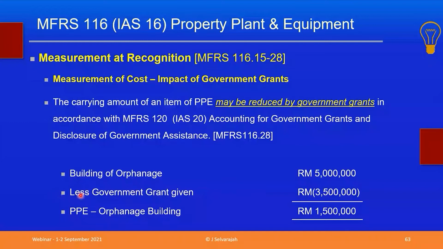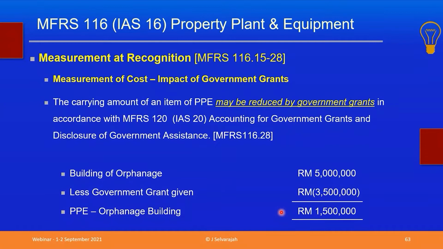So you can see here that the government grant is 3.5 million, set off against the orphanage, and you get an orphanage building in the accounting record for only 1.5 million. Because that's the real money that was spent by you. The rest was from the government, okay? You don't put the government in a different state. There is an alternative treatment on this.